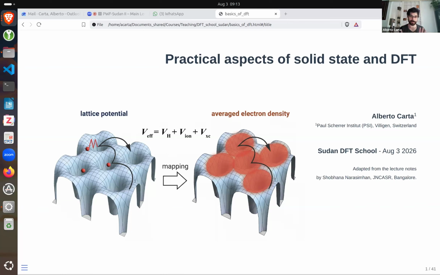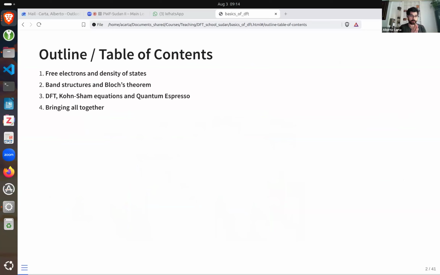My understanding is that you already got some solid state physics and a small amount of density functional theory. The objective of this lecture is to really bring these things together and give you some ideas, some practical aspects of what happens when someone wants to use density functional theory to work on real systems.